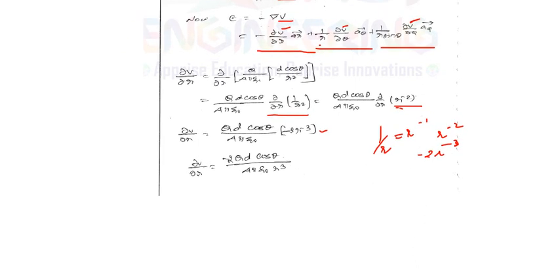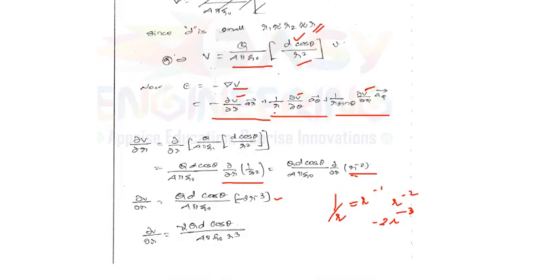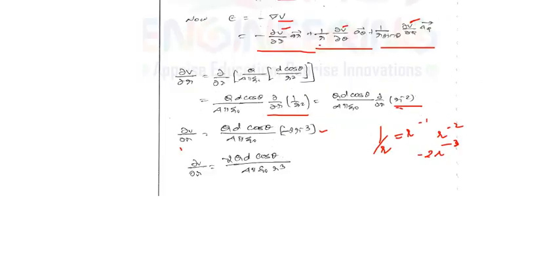Let us see the next slide. Here you can see dou V by dou theta. Okay, so finally the dou V by dou r can be written as minus 2 Q d cos theta by 4 pi epsilon naught r cube. This is the final value for dou V by dou r. Now let us see dou V by dou theta.